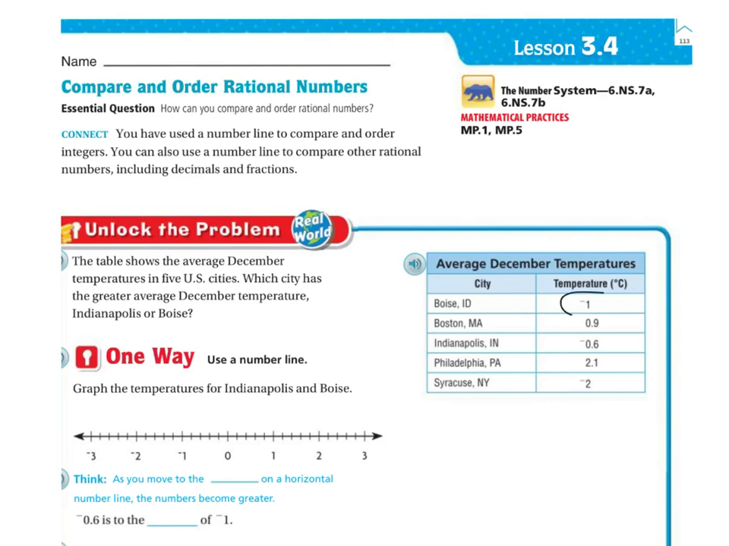So Boise is -1, so there's -1. The next one is Annapolis, -0.6. Well, that's not -1. It's -0.6, which is going to be in between the 0 and -1. So 0.6, well, that's probably 0.5 right there because it's halfway in between. So -0.6 is going to be right there.